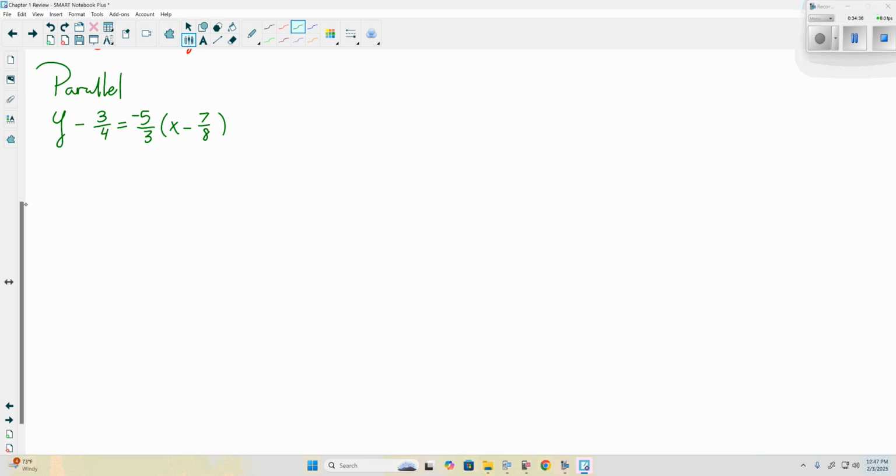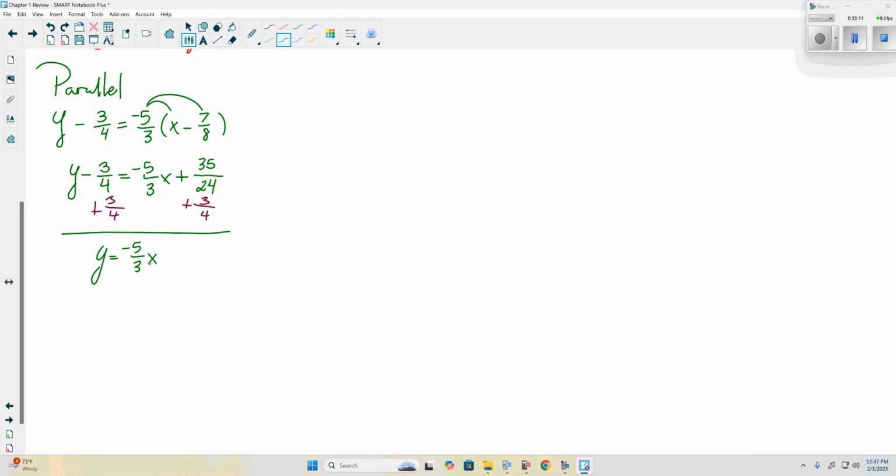At this point, we just need to get it in y equals form. So the first thing we can do is distribute. Telling us y minus 3/4 is going to be equal to -5/3 x plus 5 times 7 is 35, 3 times 8 is 24. Lastly, we can add 3/4 to both sides. It's not going to be 38/24 because they're not the same denominator.